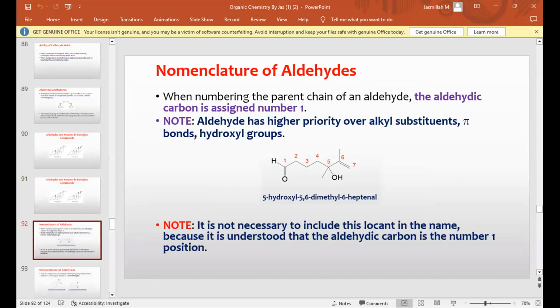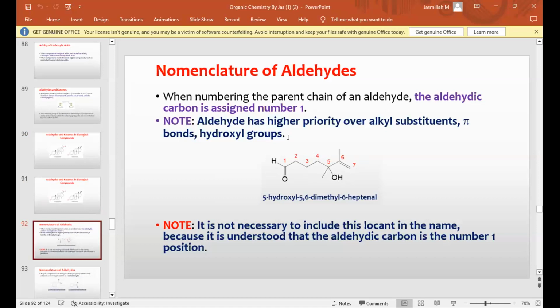Then nomenclature of the aldehydes. When numbering the parent chain of an aldehyde, the aldehydic carbon is assigned number 1. So this is the aldehyde carbon here, and this is what we give number 1. Again, we see here that the carbonyl of the aldehyde has more priority than a hydroxyl group, so numbering will always start from this carbonyl group. So 1, 2, 3, 4, 5, 6, 7.